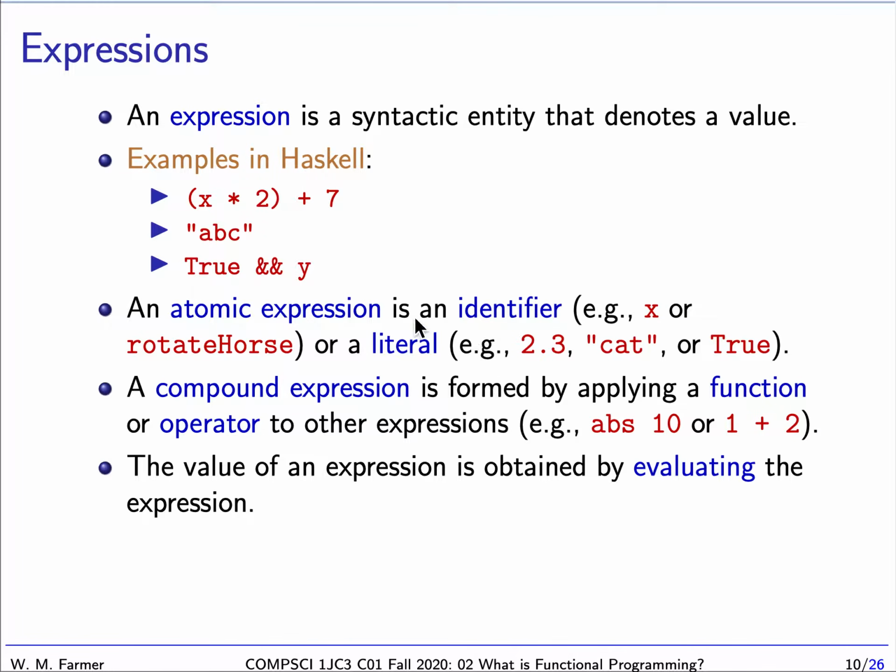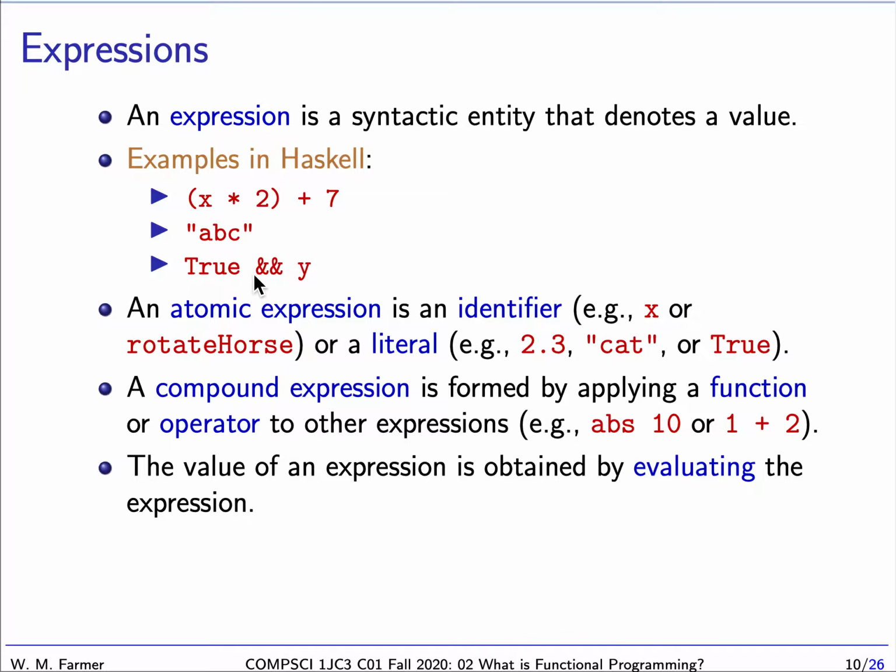So let's look at some examples here. The first is x times 2 quantity plus 7. If we think of x as having some value that's an integer, let's say 2, this would be 2 times 2 plus 7, so the value of the whole expression would be 11. If we look at the second example, this is the string ABC. So we're talking about a sequence of 3 characters, A, B, and C, put together. So it denotes that string.